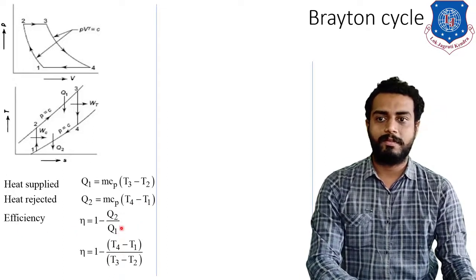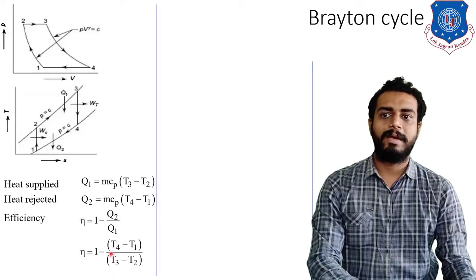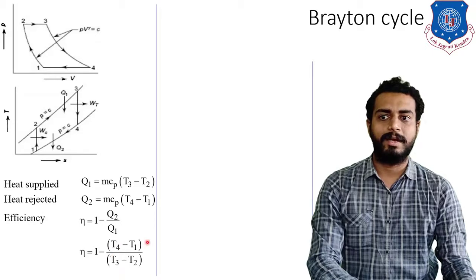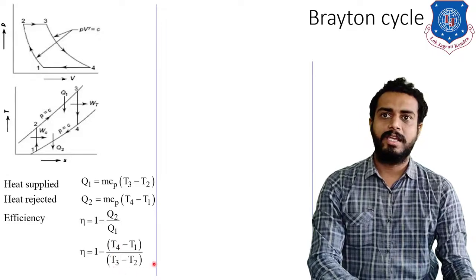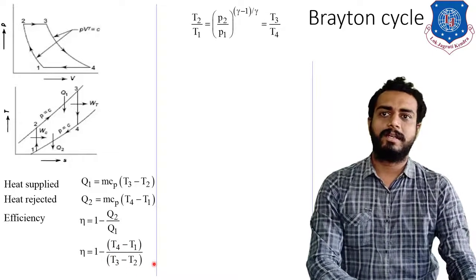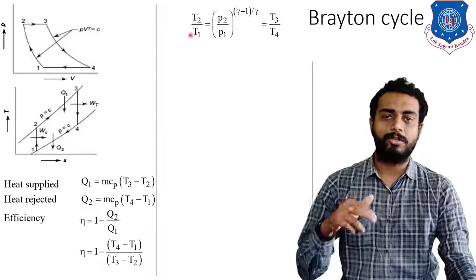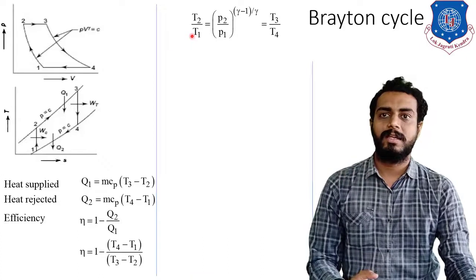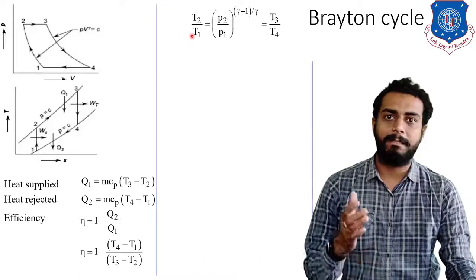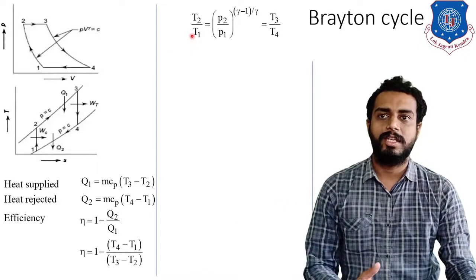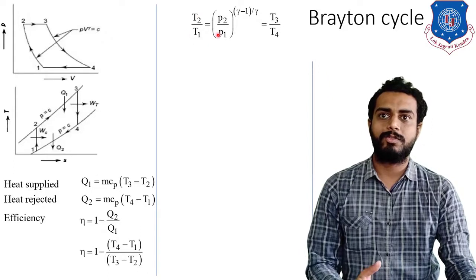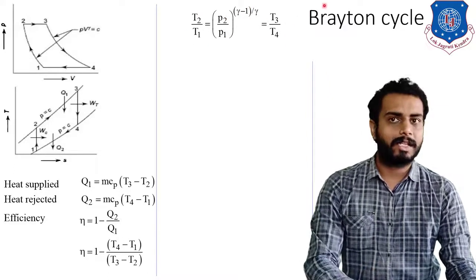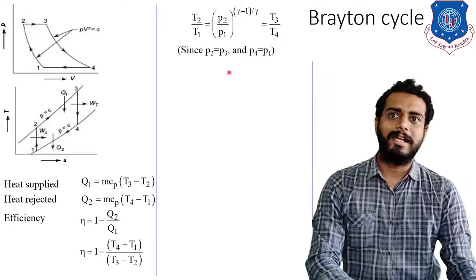Q2 and Q1 you substitute the value, Cp and m will get cancelled out. So we are left with 1 minus (T4 minus T1) divided by (T3 minus T2). Okay students, here you can appreciate that 1 to 2 and 3 to 4 both are reversible adiabatic processes. So for that you can apply the PVT correlation. So here T2 by T1 is equal to (P2 by P1) raised to (gamma minus 1) upon gamma, is equal to T3 by T4. That is nothing but the PVT correlation, right?